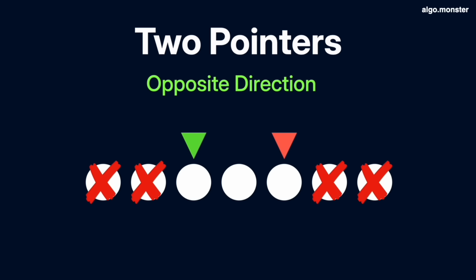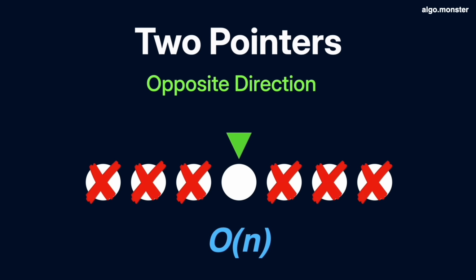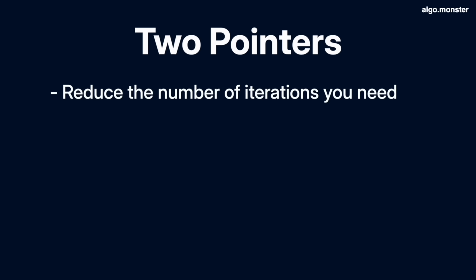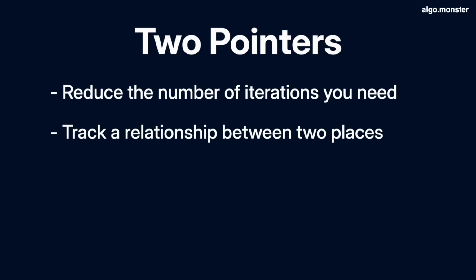Opposite direction two-pointers are especially powerful in sorted arrays, because each time you move a pointer, you can eliminate an entire range of possibilities. Instead of checking all combinations, which would be O of n squared, you're solving it in O of n. The reason two-pointers are so powerful is because they let you reduce the number of iterations you need, track a relationship between two places in a structure, and avoid extra space by not needing sets or maps. This is one of the few techniques that can actually optimize both time and space complexity at once.